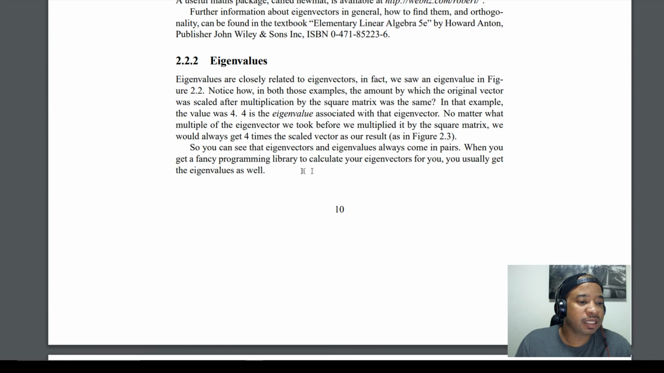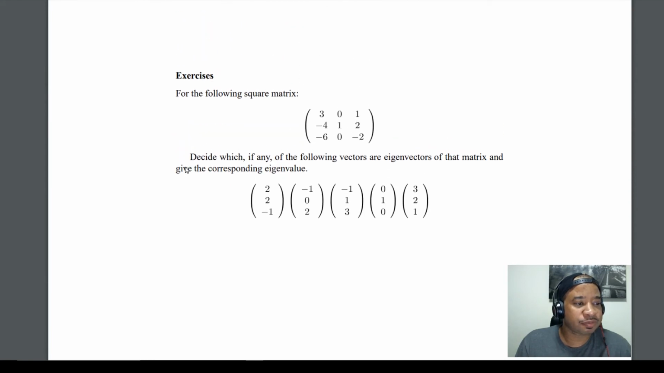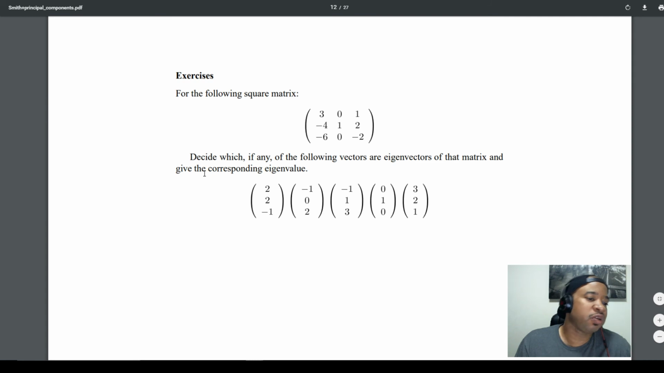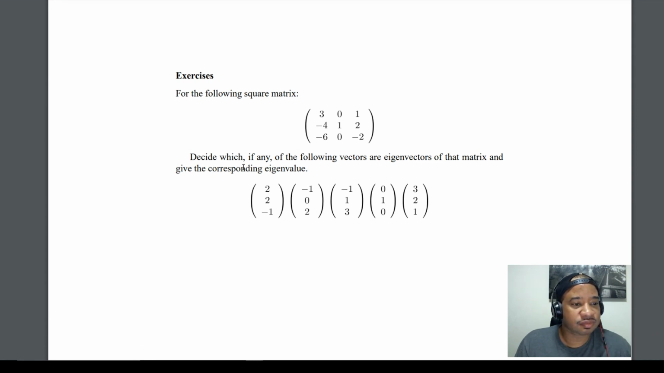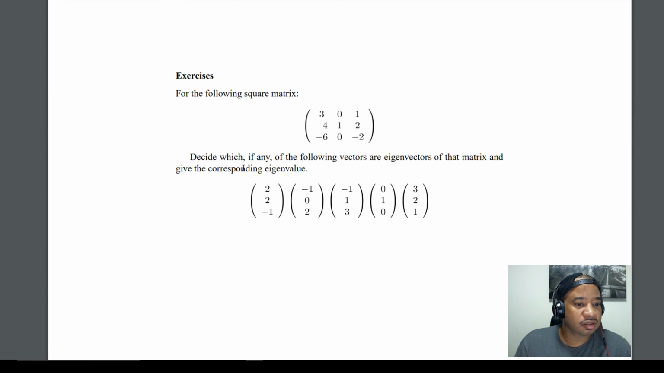When you get a fancy programming library to calculate the eigenvectors for you, you usually get the eigenvalues as well. Here's an example. For the following square matrix, decide which, if any, of the following vectors are eigenvectors of the matrix and give the corresponding eigenvalues. Okay, that would seem like a nice little exercise.